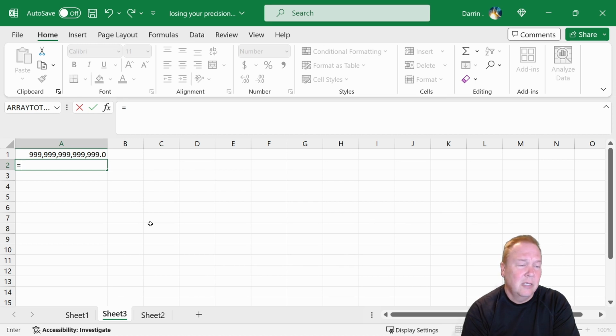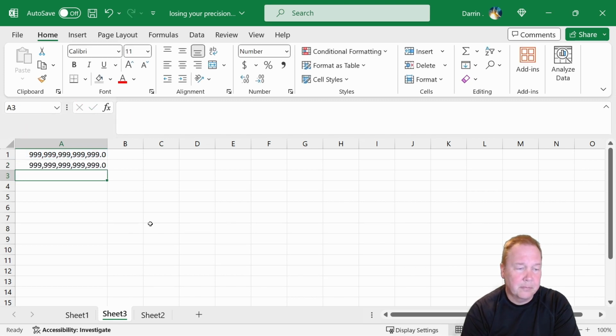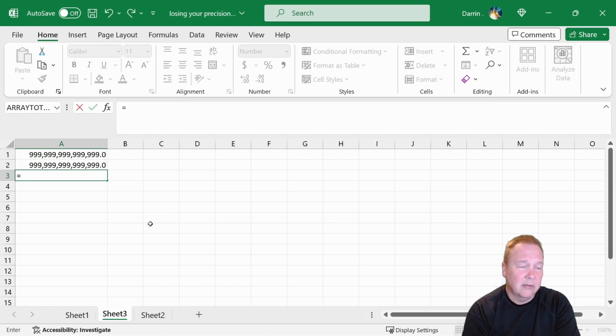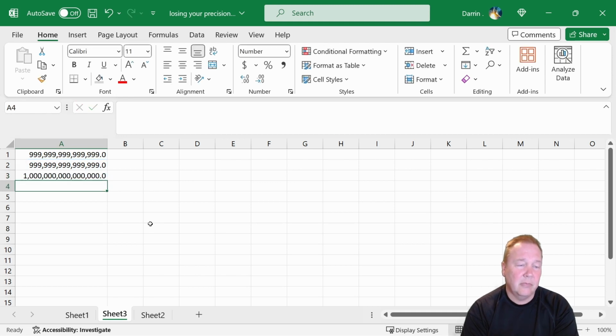So if we do A1 plus 0.4, okay, we have that last digit there. You'd think it would have gone up by 0.4, but it didn't. It's still 999,999, whatever, 0.0. Okay, what about doing that again? So we'll do A2 plus 0.4. And now it rolled over, even though it should be all those nines and a 0.8, but it rolled up to the next digit.